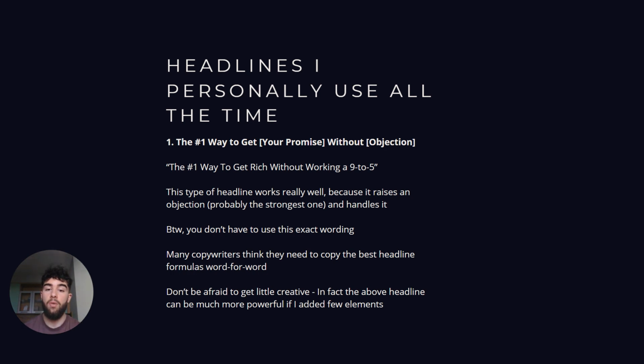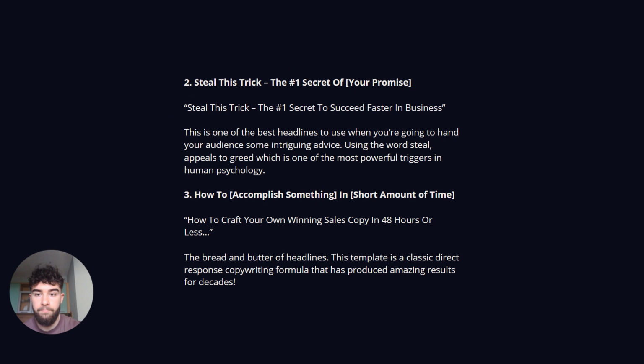This type of headline works really well because it raises an objection and handles it, but you don't have to use the exact wording. Many copywriters think that they need to copy the best headline formulas word for word. So don't be afraid to get a little creative. In fact, the above headline can be much more powerful if I added a few elements. You can take this headline and add some elements like social proof, intrigue to rouse curiosity, or make it a story-based headline, just like the previous one. Yeah, you can get creative in this part.